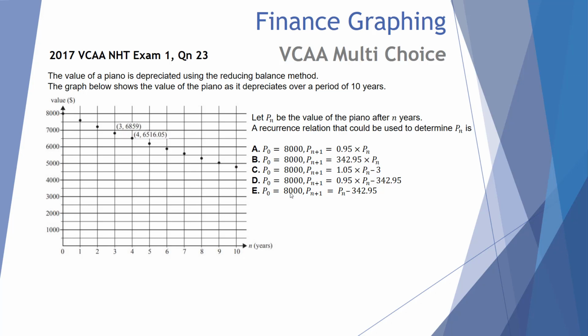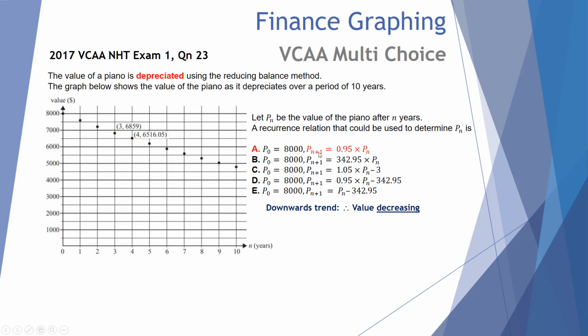Let Pn be the value of the piano after n years. A recursion relation that could be used to determine Pn is... Now there's multiple ways of approaching this problem, but let's look at a simple elimination first of all. It does say it's depreciation, and so there's a downwards trend, which means the value must be decreasing.